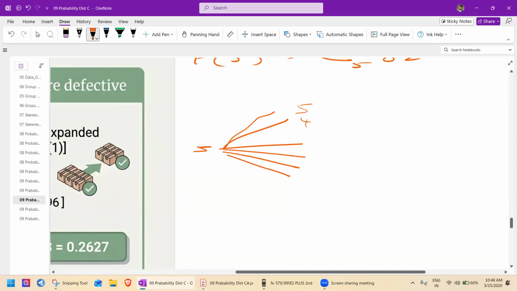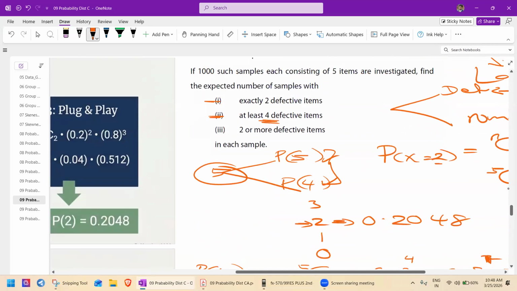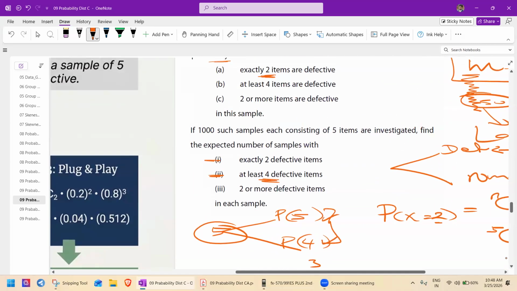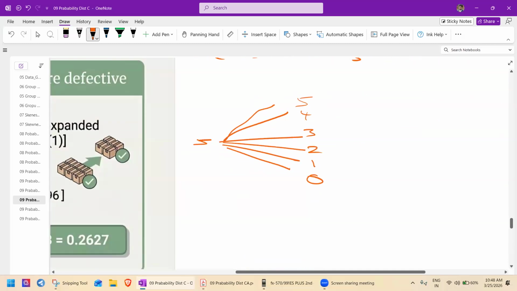5 defective, 4 defective, 3 defective, 2 defective, 1 defective, no defective. Right? So there are possibilities. Here, the question: 2 or more items defective. 2 or more. Here, 2 defective, or 3 are defective, 4 defective, 5 defective. So we have to get the sum of all these 4 probabilities.